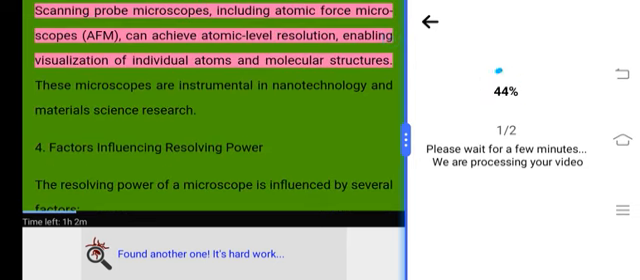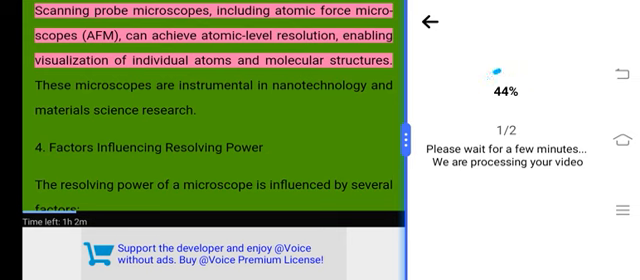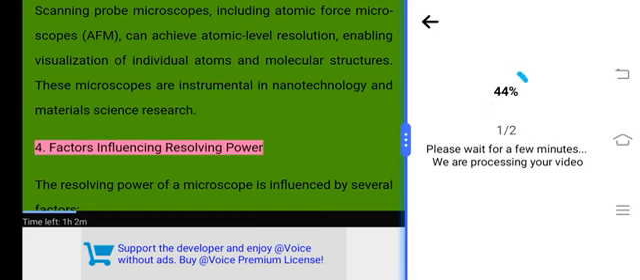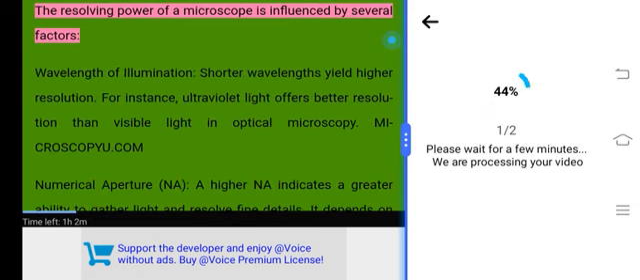3. Scanning probe microscopes. Scanning probe microscopes, including atomic force microscopes, AFM, can achieve atomic-level resolution, enabling visualization of individual atoms and molecular structures. These microscopes are instrumental in nanotechnology and materials science research. 4. Factors influencing resolving power. The resolving power of a microscope is influenced by several factors.